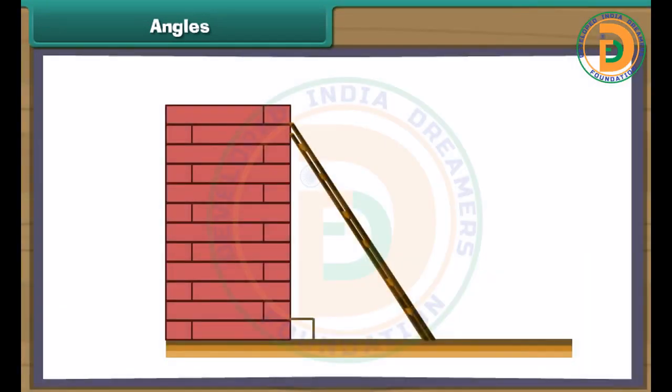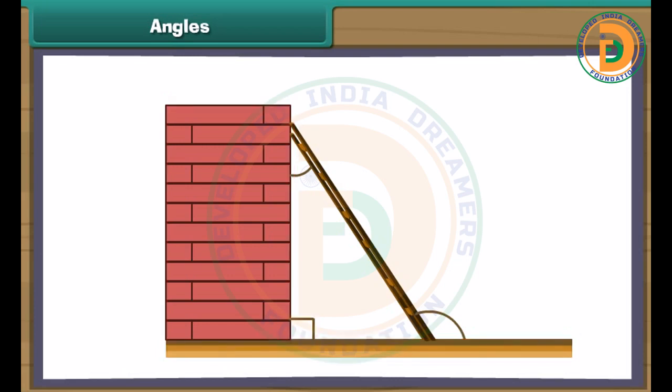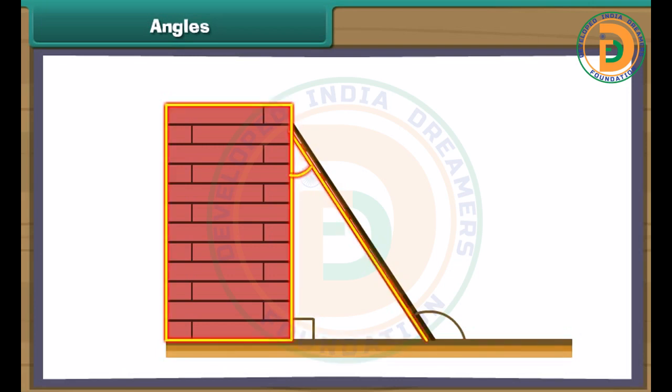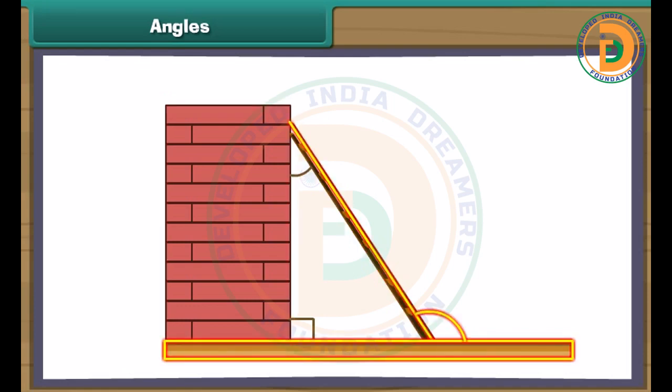Look at this scene. In this, a ladder is standing against the wall. Let us look at 3 angles. First, the angle which the wall makes with the ground. Second, the angle which the ladder makes with the wall. Third, the angle which the ladder makes with the ground.